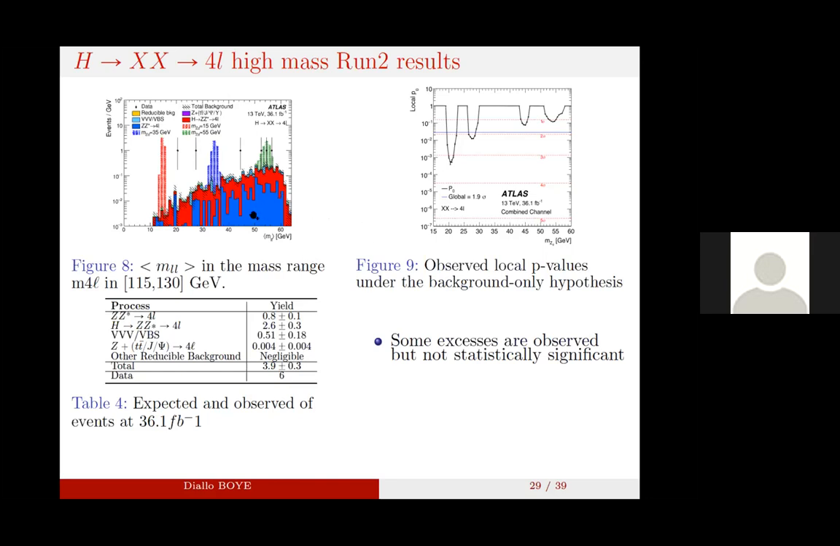So now, before we said we have a discovery or something else, we just compute what we call the p value, which is this plot here. This plot is showing that the highest excess we have seen, which is around 25 GeV, has a global p value of 1.9. So this is not statistically enough to claim anything.